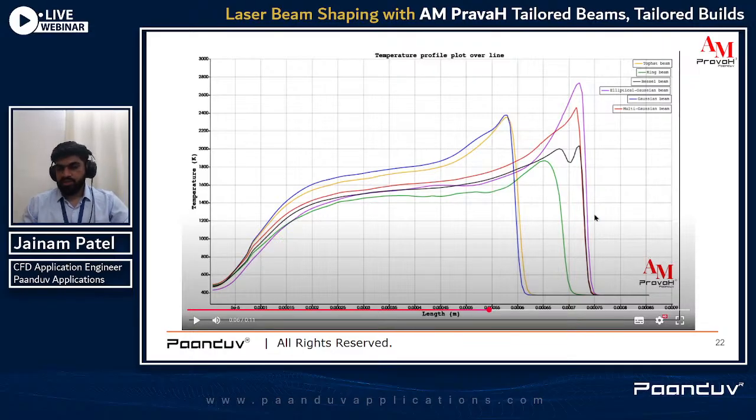profile. We can clearly see that the ring beam and the laser beam have a lower temperature on the center part. They clearly show that their temperature profile is spread over the manifold part. And the elliptical Gaussian and the multi Gaussian have a higher temperature.